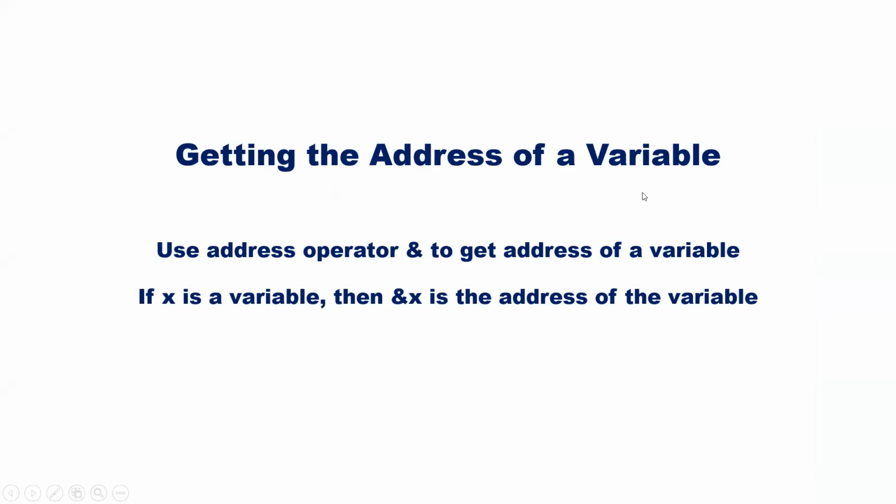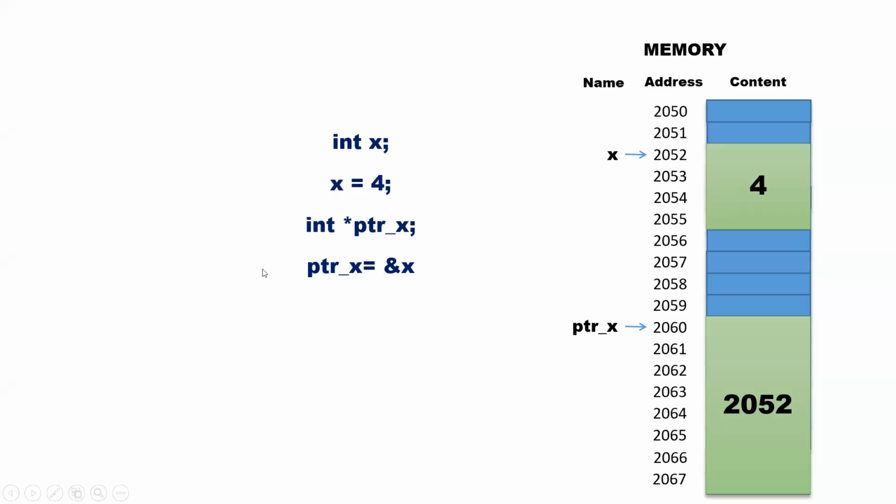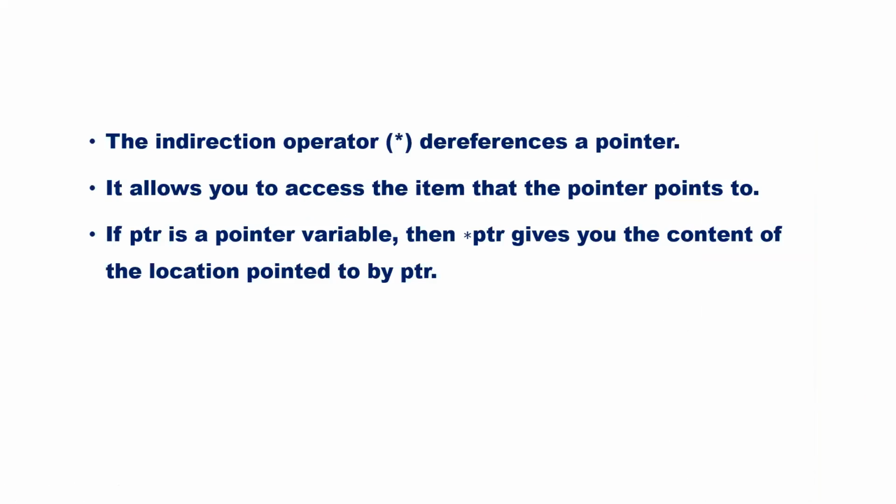So how do you get the address of a variable? We use the address operator ampersand to get the address of a variable. If x is a variable, then ampersand x is the address of the variable. So now using this ampersand operator, we can store the address of x in variable ptrx. So ptrx equal to ampersand x. That means the address of x will be stored in the variable ptrx. The address of x is 2052, so 2052 will be stored in ptrx. Now we say that this ptrx points to the variable x because it holds the address of variable x.